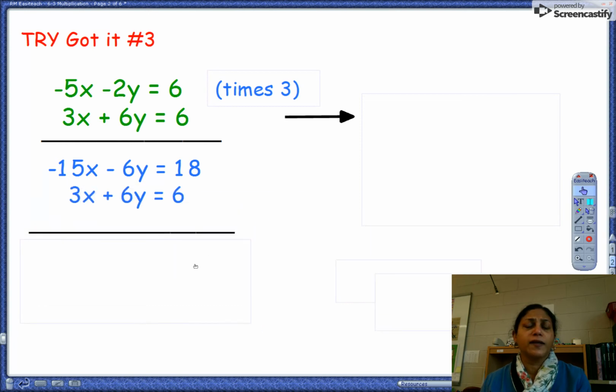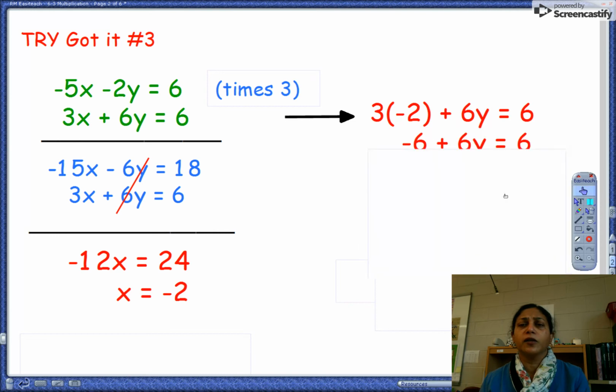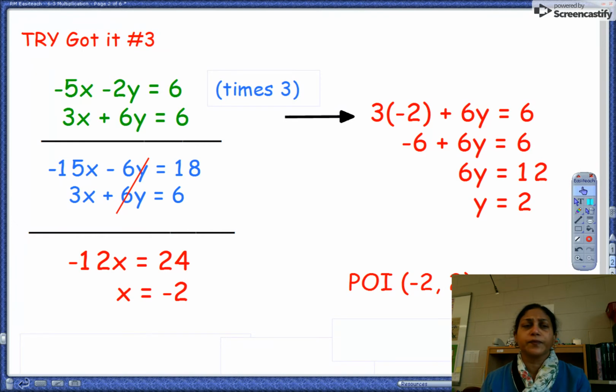And now I add. You do the math as you see it, and make sure you cancel out the y's because they cancel. So minus 15x plus 3x is negative 12x, and 18 plus 6 is 24. Therefore, x is negative 2. I chose the second equation to find my other variable. Turns out y is positive 2, and that is my system.